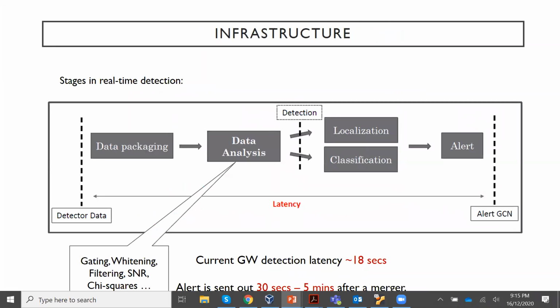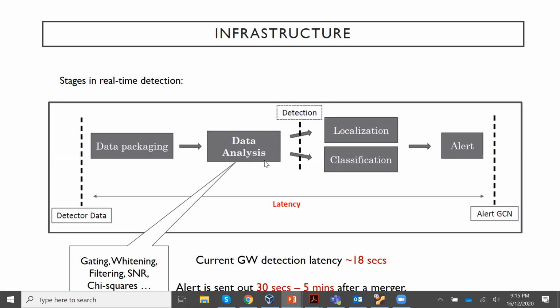And now let's talk about the different infrastructure that is involved in this online detection. So first we have the detector data, and then this data is packaged. During this data packaging, there are certain data quality checks. Basically, if the data is corrupt or if it has noise or some features which may not be suitable for further analysis, then we veto that data. If the data passes all the data quality checks, then it is passed to the data analysis pipelines, which are these GW search pipelines that I mentioned.